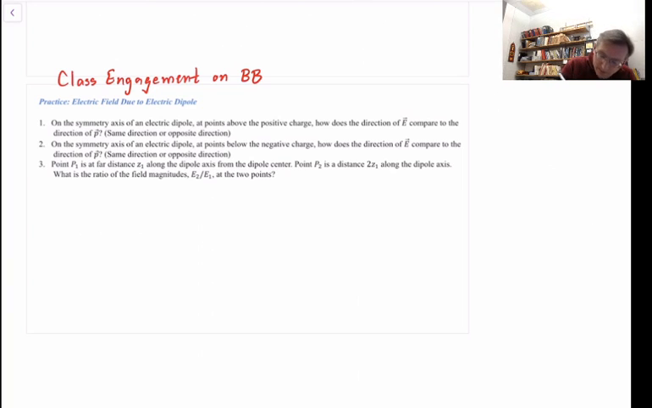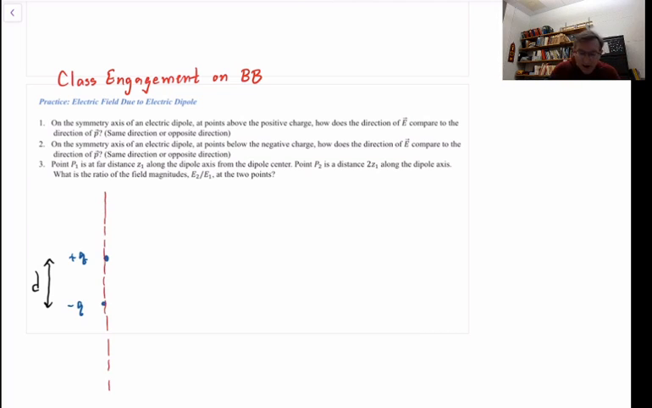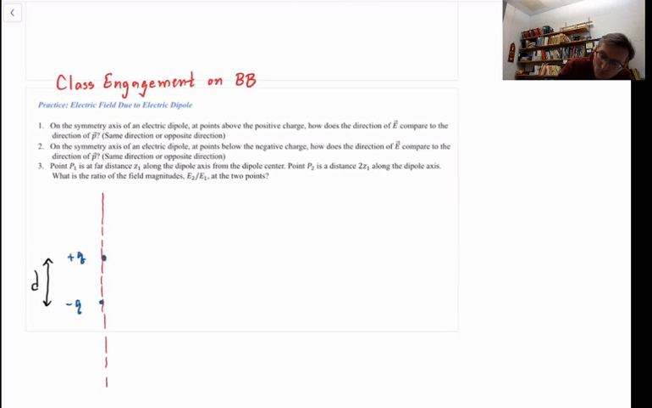So again, let's be clear what we mean. I'll draw it like this. Plus Q separated from minus Q by a distance d. I'll draw the distance over here to the side. And the symmetry axis is the line that goes straight through them like that. And I will go back to calling this the z-axis, okay? All right, so when it says on the symmetry axis of the dipole, we mean on that red dashed line.